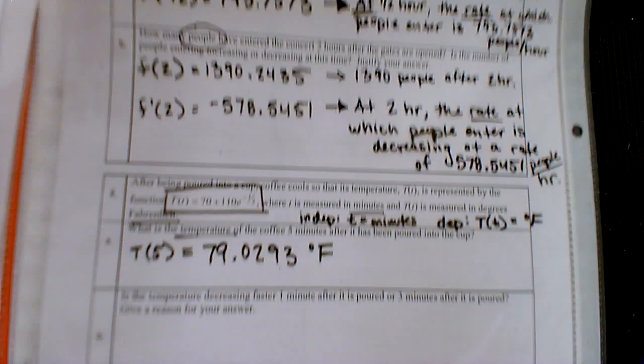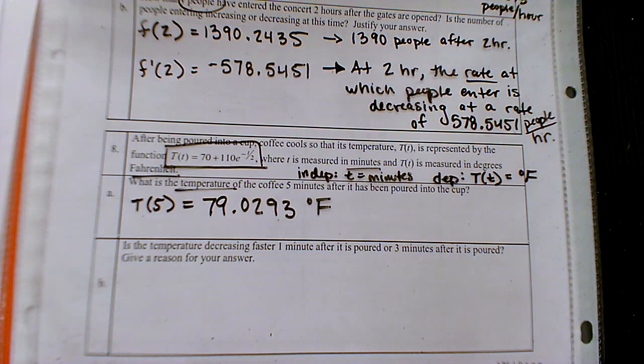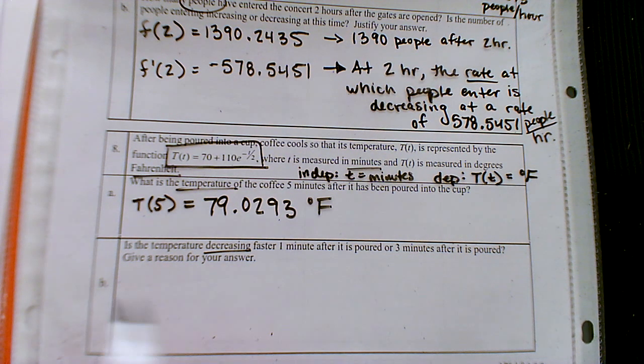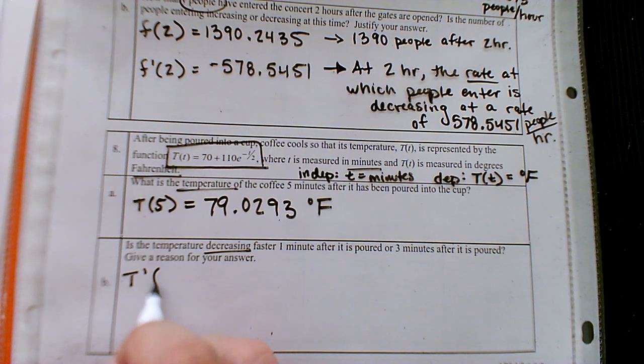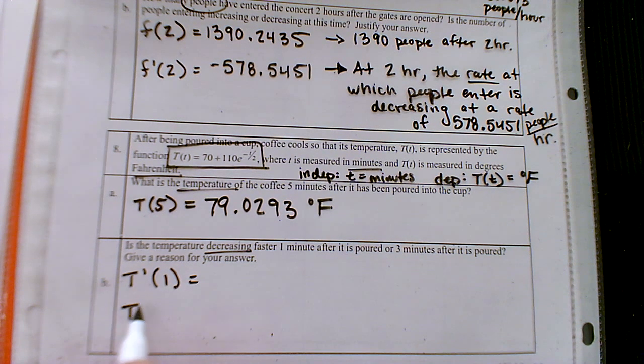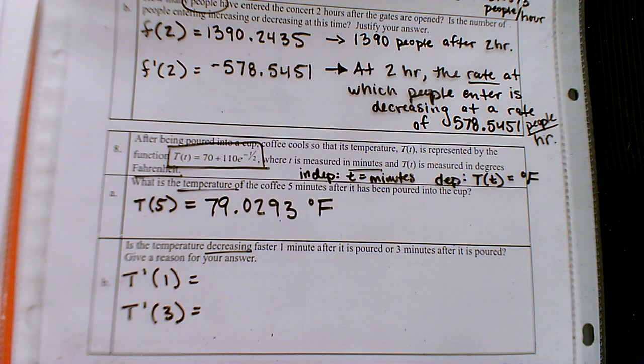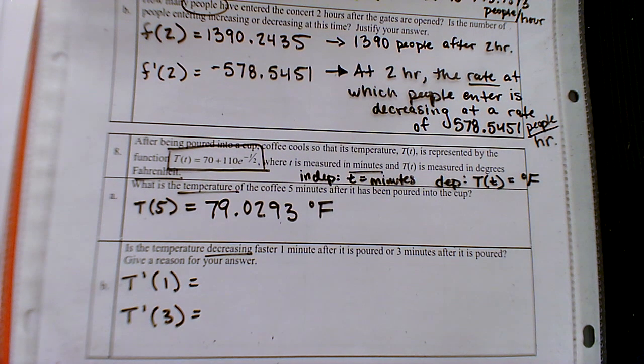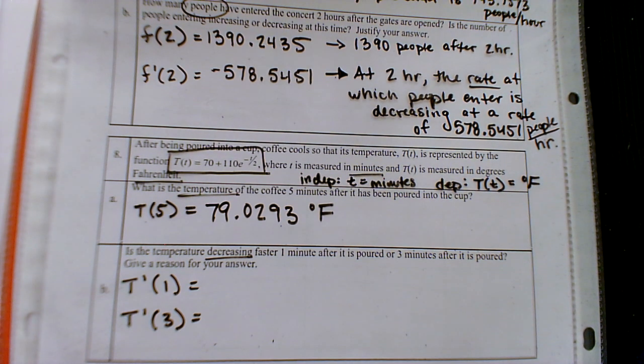D, on the other hand, is a little bit different. Is the temperature decreasing faster at 1 minute or 3 minutes? How can we figure that out? Derivative. That word decreasing is kind of a hint to that. So we're going to figure out T prime of 1, and we'll have to compare it to T prime of 3. So we're going to type it in twice. We'll do math 8.